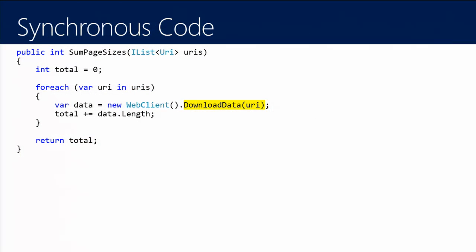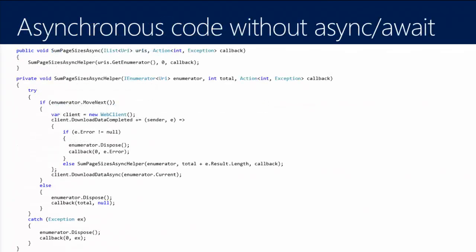So here's our synchronous code, and I've highlighted the API call that's a really great candidate for asynchronous programming. The download data for the URL basically pauses while it waits for the data to come back from the server. This next slide I'm going to show you will hopefully scare you a bit. You don't need to understand it.